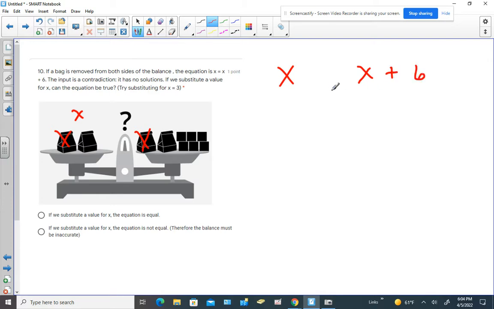Now, if we substitute in a value, by the way, we're saying that this is probably not going to be equal, but let's substitute in a value. If we substitute in a 3 here and a 3 here and add 6 to it, do you see that 3 plus 6 would be 9? And there's no way that 9 would ever be equal to 3. They're not equal to each other. So it's a contradiction. So what are we picking? We're not picking this because they're not balanced. This is a heavier side than this side. So that leaves us with choosing that last choice.